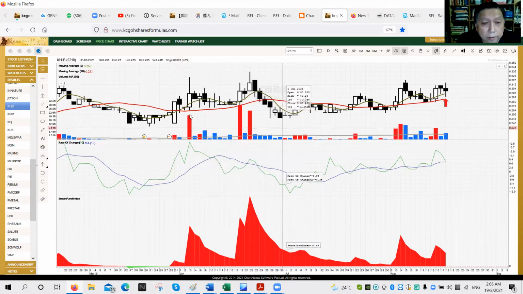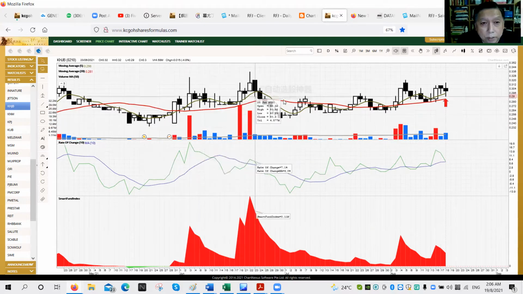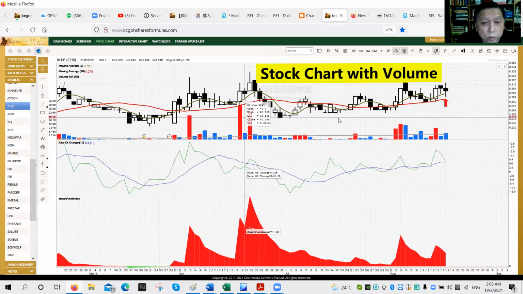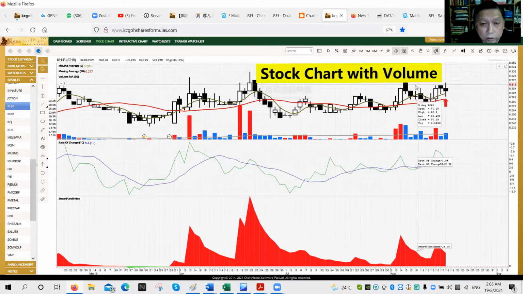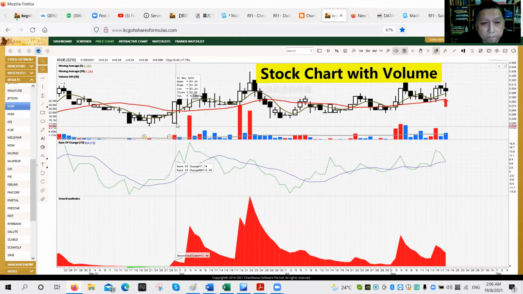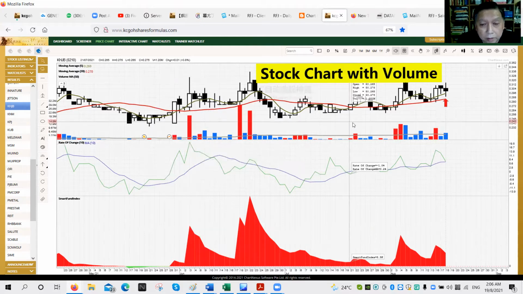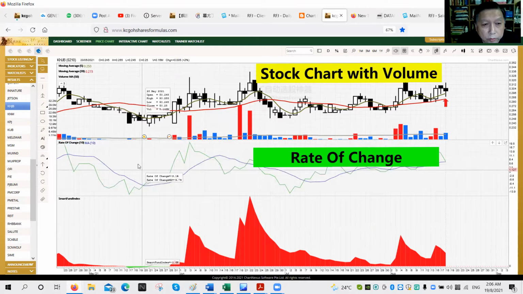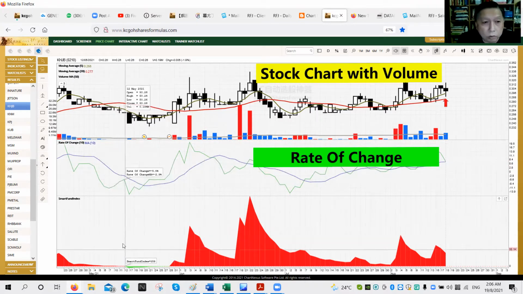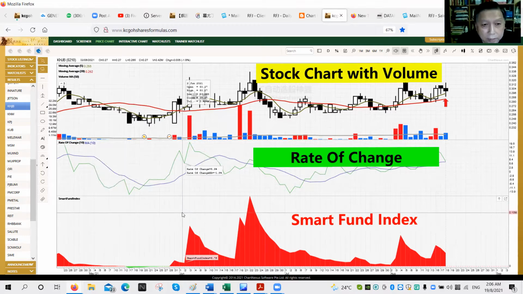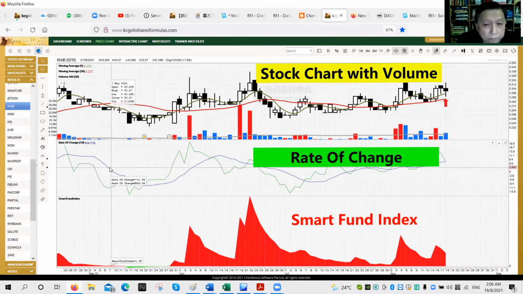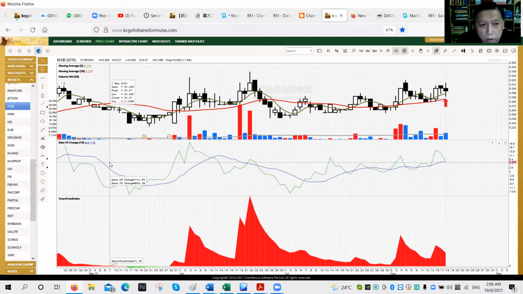Let me explain a little bit here. There are 3 windows here. The upper window is the stock chart, with the volume pillar at the bottom. The middle window is the rate of change. And the third window is the Smart Fund Index. I will explain as we go along.